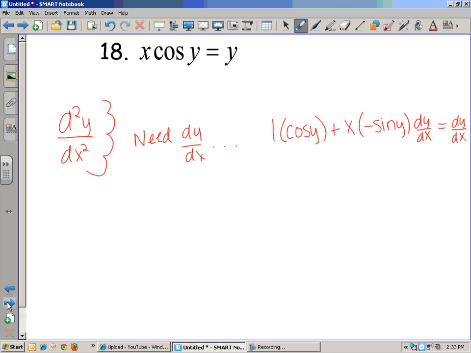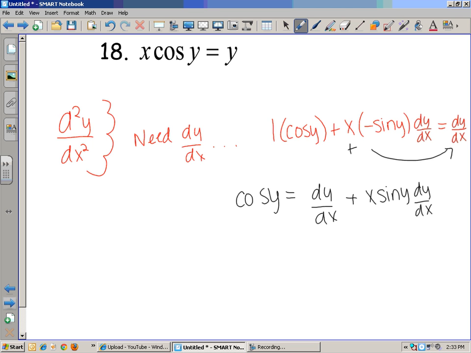And so I want to do some algebra, and so I get cosine y is equal to dy/dx plus x sine y dy/dx. So I'm going to move this over to the other side, so I add it because a minus would be a plus. And now I want to factor out a dy/dx from both of these terms. So if we're just looking at general patterns here, the idea from Algebra 1 is still a completely valid idea.